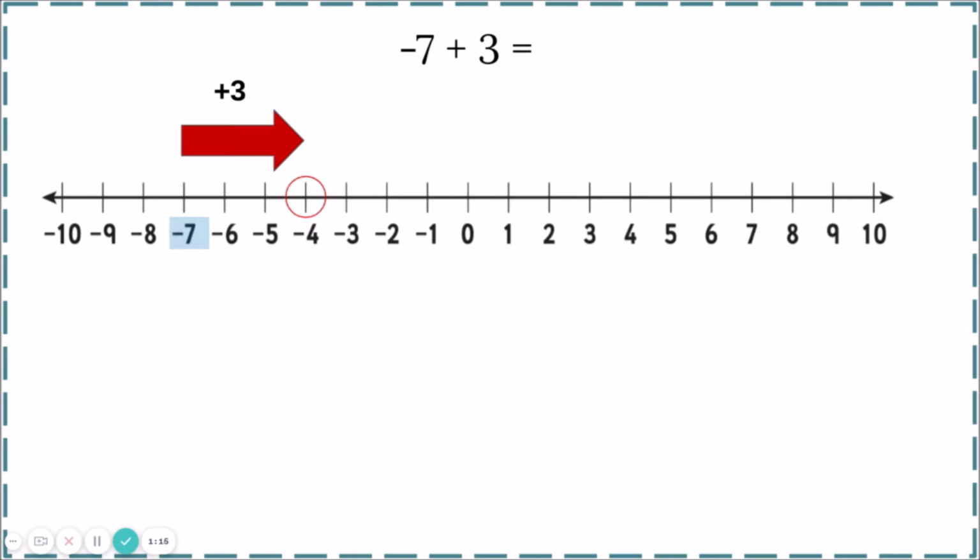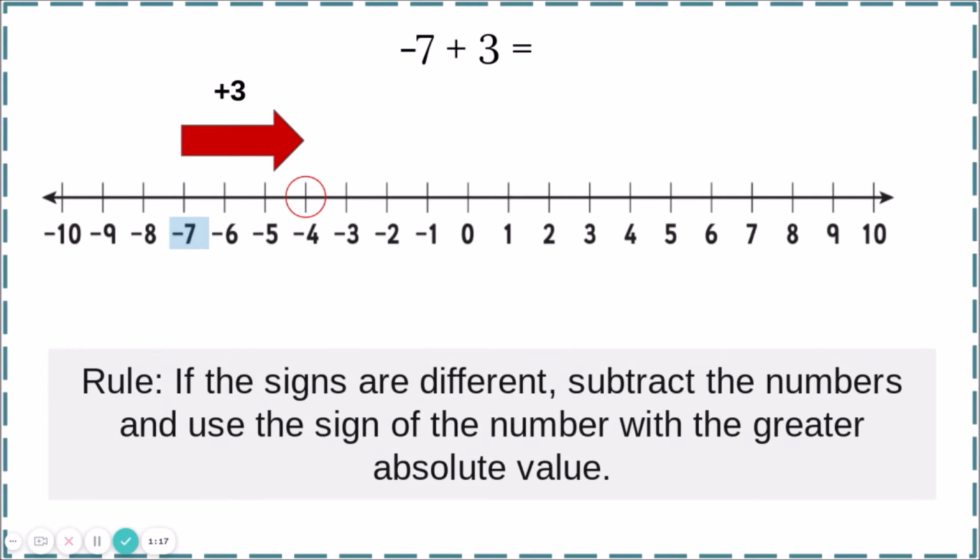3 equals -4. You may remember the rule that if the signs are different, you subtract the numbers and use the sign of the number with the greater absolute value. In this situation, I can look at the number line and see that -7 has a higher or greater absolute value than +3. That is why my solution will be a negative number. I also see that I moved 3 spaces to the right to get my solution of -4.